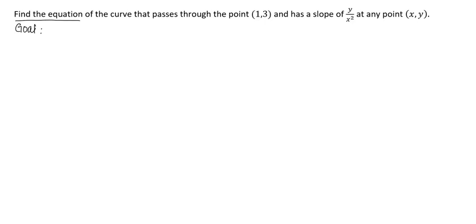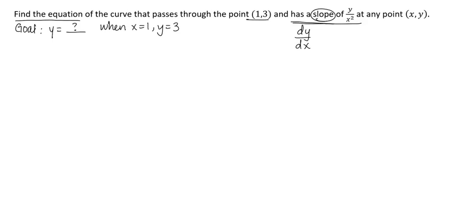So we want our answer to look like y equals something. We want that curve to pass through the point (1, 3). So we know that when x is equal to 1, y is equal to 3 in that equation, and they say that it has a slope of y divided by x squared. It's important there that we remember from Calculus 1 that the slope of a graph is given by the derivative.